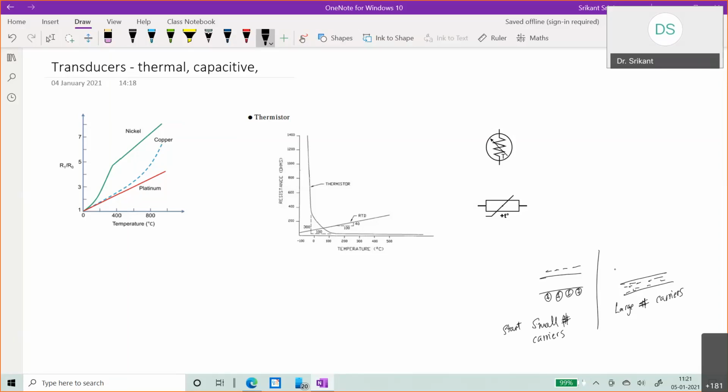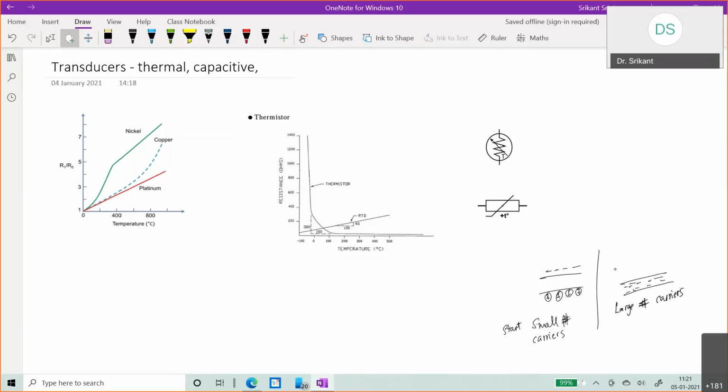Whereas on the other hand, you can have a material which already started with a large number of carriers, and therefore it doesn't help too much. As I heat it, it's not like I'm generating too many more carriers. Supposing I already have 10,000 carriers and I'm generating an extra 100 carriers, that does not help too much.